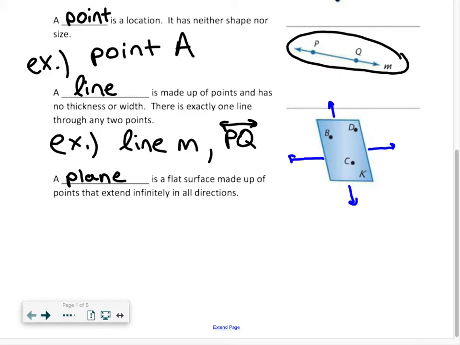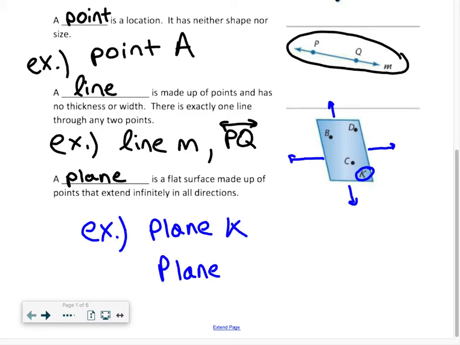So to label a plane, you just call it plane and label it by the capital letter. This would be plane K. Or you can use any 3 points on it. So we can use plane BCD in this case. That's 3 points on the plane. So a couple of ways to label planes there as well. Alright, let's continue.